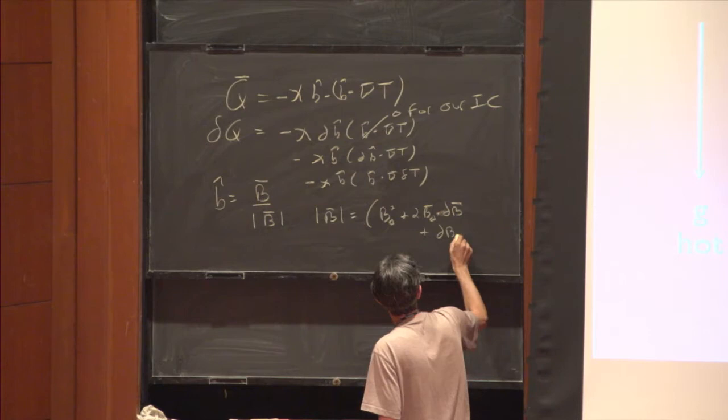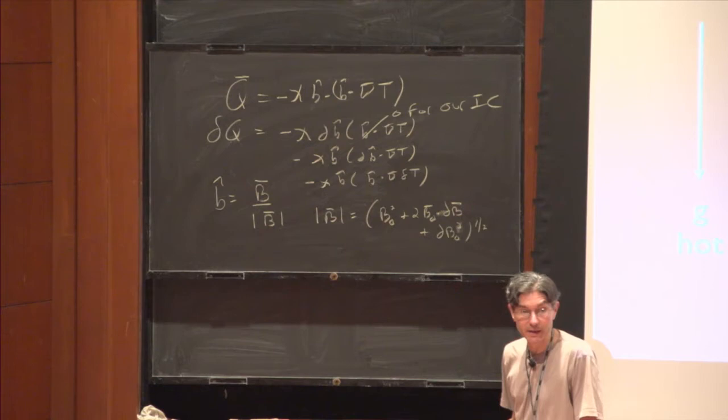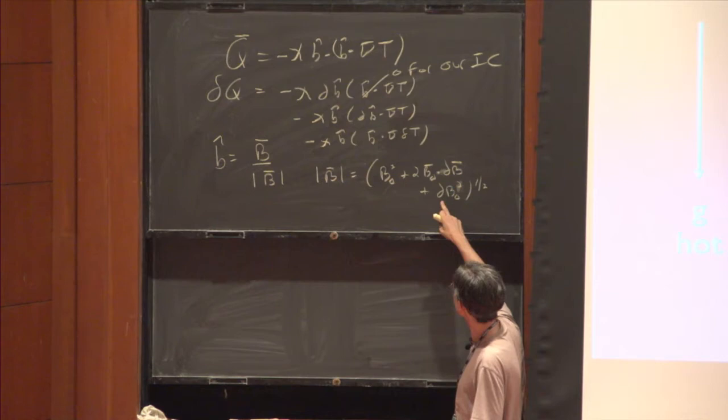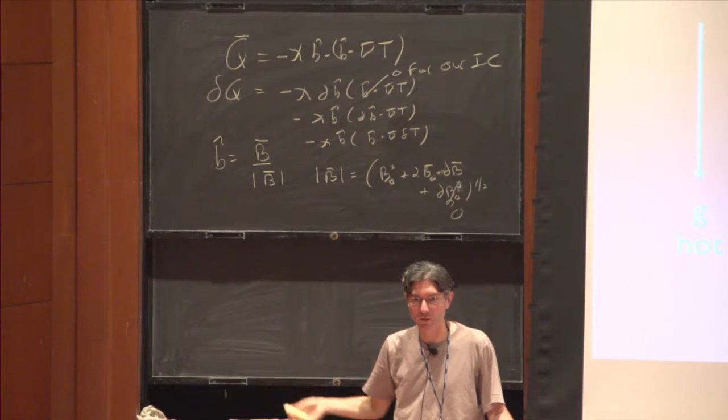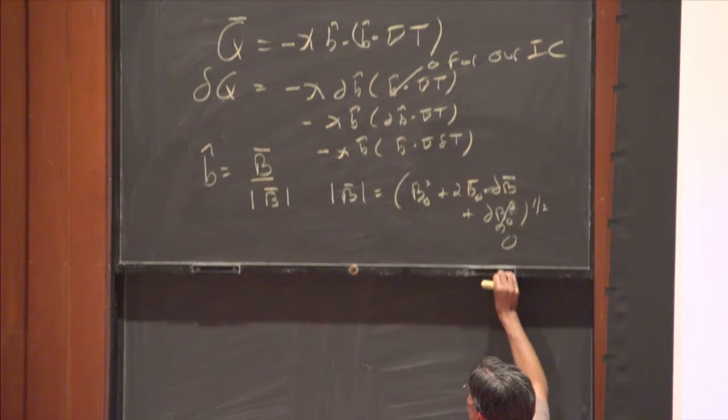So the magnitude of B, when I do my perturbation, is the square root of B naught squared plus 2 B naught dot delta B plus delta B squared. Okay, this is zero in linear perturbation theory because we ignore nonlinear terms. So the question is, what is this contribution, B naught dot delta B?